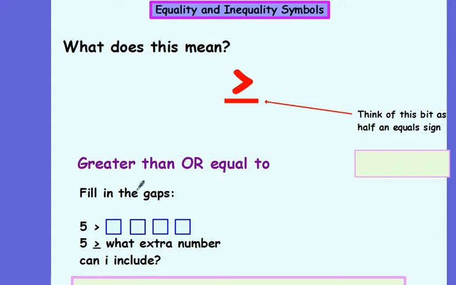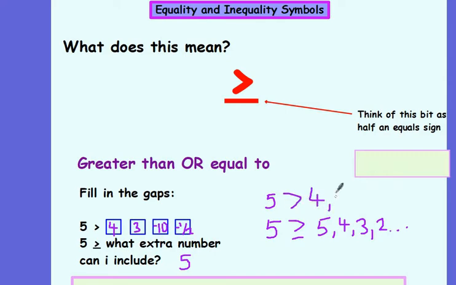Right, so when we talked about 5 being greater than, we put in 4, we put in 3, we put in -10, we can have -1/2. All of those would be valid. But what extra number can I include? Well, we've now said "or equal to" a number, so the extra number we can include is 5. 5 is greater than or equal to 5, 4, 3, 2, etc. However, 5 is greater than 4, 3, 2, etc. So 5's our extra number.